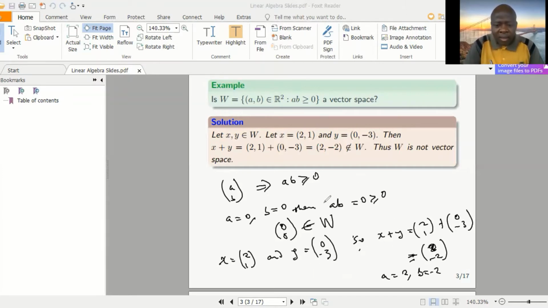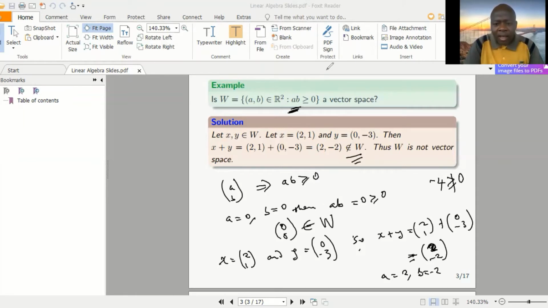So I check using this condition here. I check if this sum is in W. I know that the sum gives me A as this and B as -2. So the product of A and B is -4. But -4 is not greater than or equal to 0. So that means this sum is not in W, and that's what I say. This sum is not in W.